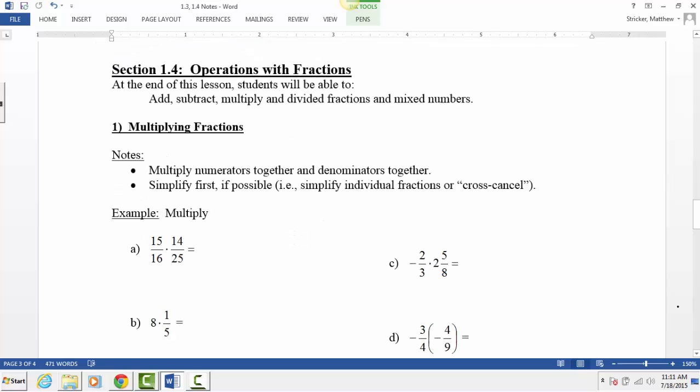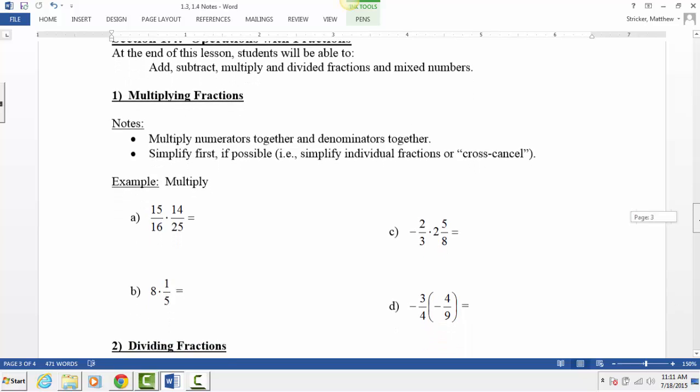So section 1.4, we deal with operations of fractions. We're talking adding, subtracting, multiplying, dividing. These are, again, hopefully things you've done before, but we're going to go ahead and review it.